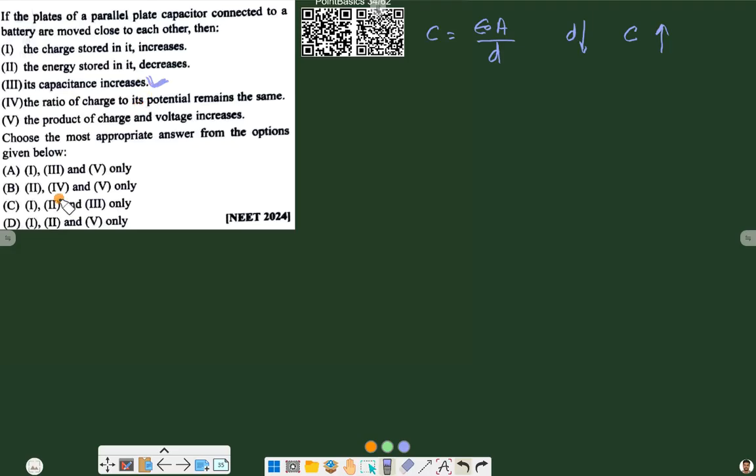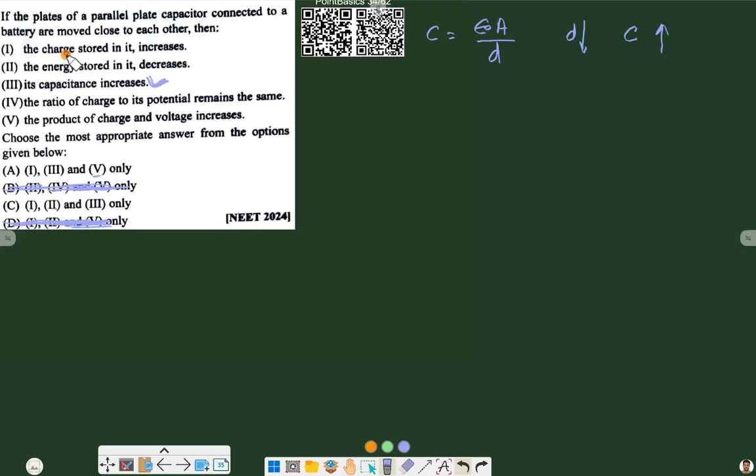And we have to find the most appropriate option. So option B will be wrong because 3 is not mentioned here. And option D will also be wrong because 3 is not mentioned here either. Now 1 is mentioned in both, and 3 is mentioned in both. So we mainly have to check second and fifth, but we will check all of these.